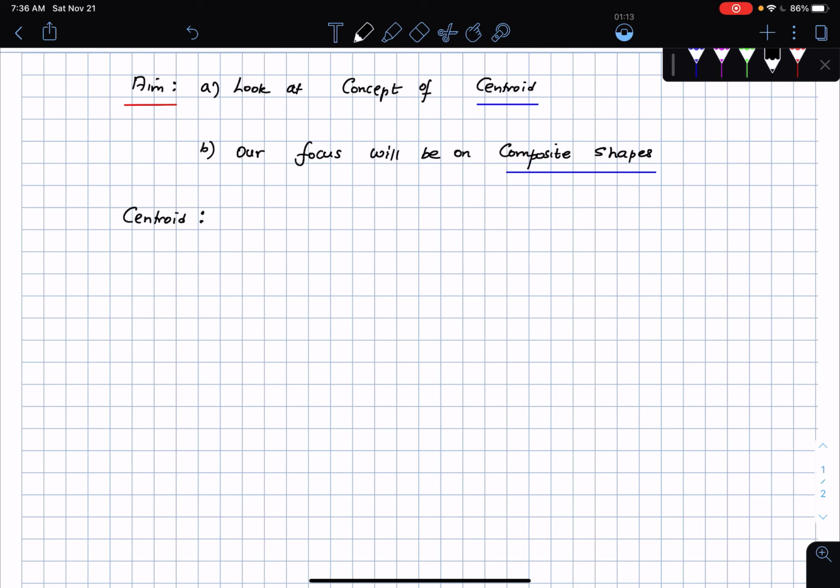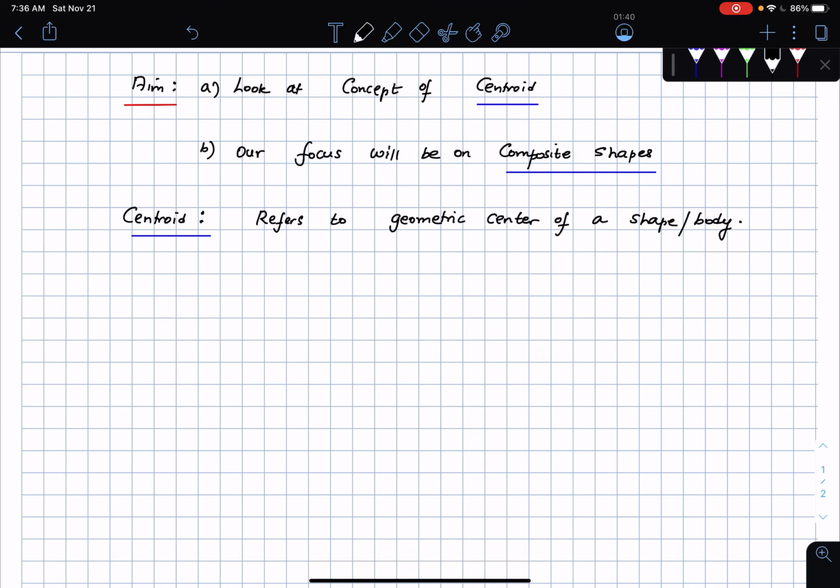We will formally define it in the following manner. Centroid is the geometric center of a body or a shape. So centroid refers to the geometric center of a shape or a body.